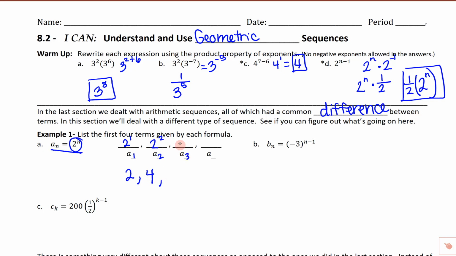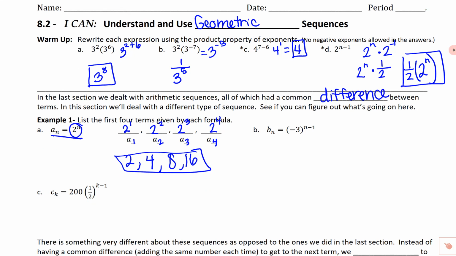A sub 3, we're going to plug in 3. 2 to the third, 2 times 2 times 2 is 8. And lastly, we want the fourth term, so we're going to plug in 4. And 2 to the fourth is 16. Okay, so that would be my first 4 terms in that sequence. So take a look. Last time we were adding something. Take a look at this one, 2 to 4 to 8 to 16. So we're definitely not adding the same number each time on this one.